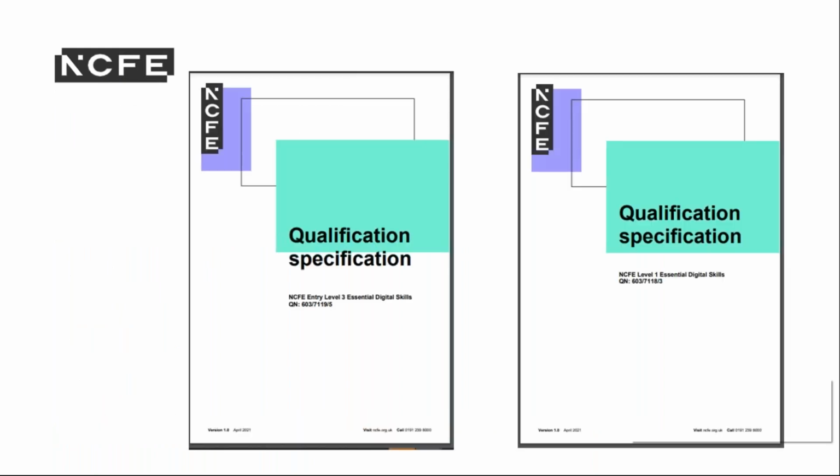Now, the most important document that can be found there is the qual spec. So I recommend you always go to this document as it could be updated. So if you download and save it, always make sure you're using the most recent version. The version numbers will be noted on the bottom left-hand side of the spec.